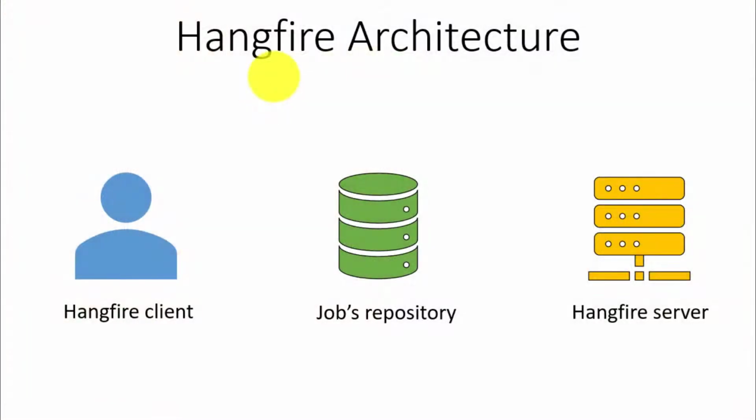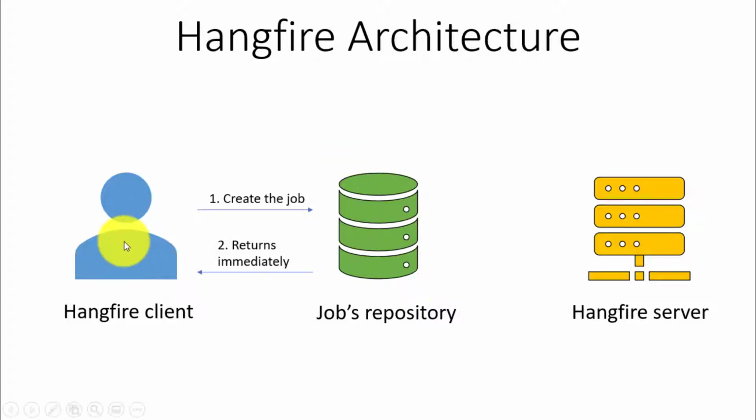So, this is the basic architecture of Hangfire. We have a Hangfire client, which is the one that creates the jobs. We have a jobs repository, which is the place in which the jobs get stored. The idea is that we have some sort of repository or database or whatever way you want to call it. We have this place in which we are going to store the jobs so that later they can be retrieved by a Hangfire server.